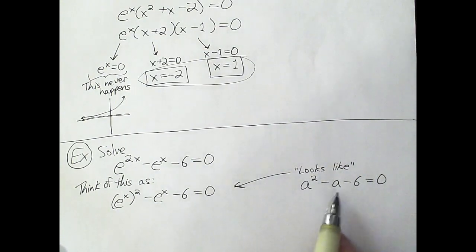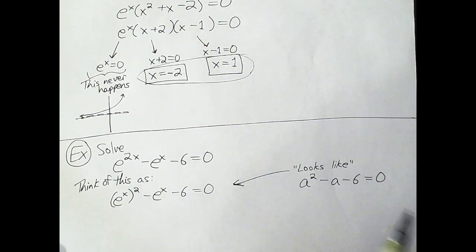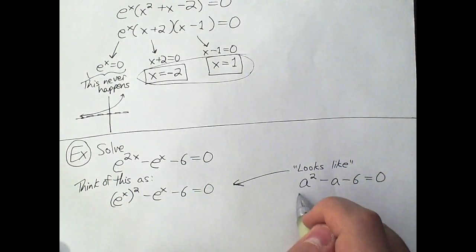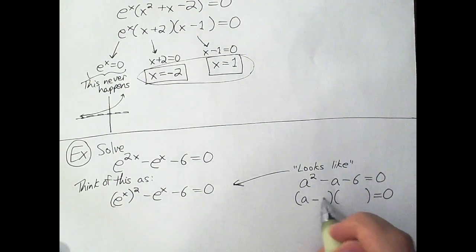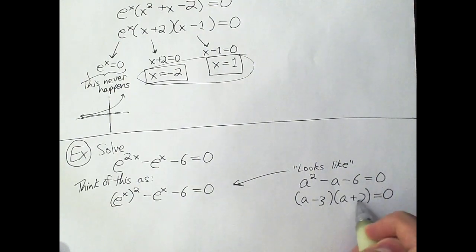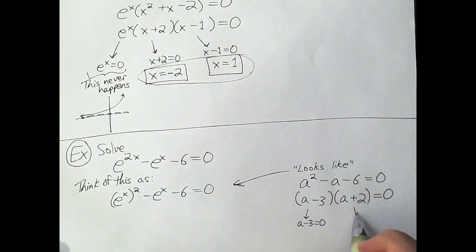If we actually were in an algebra class and we had a polynomial like this and we wanted to solve for it, we would factor, right? We would say, can this factor? And I guess we would find we could do a minus 3, a plus 2. This would say that a minus 3 is 0 or a plus 2 is 0. And we would continue in that direction.